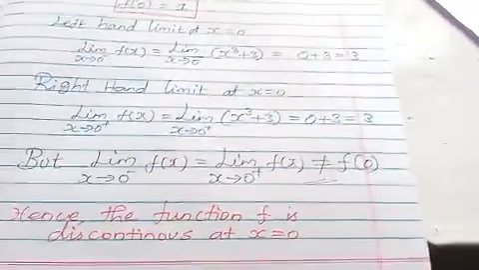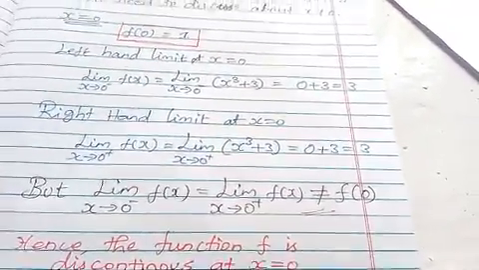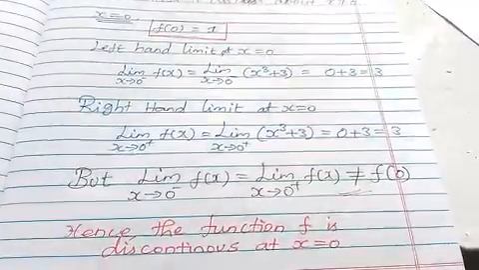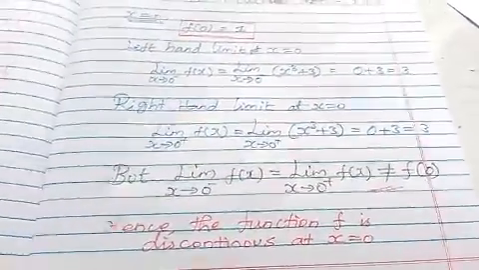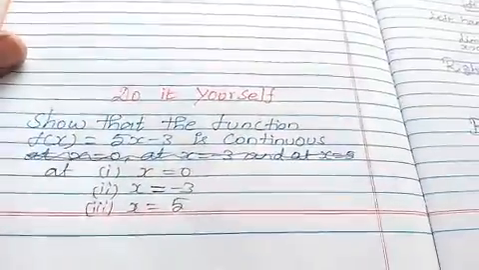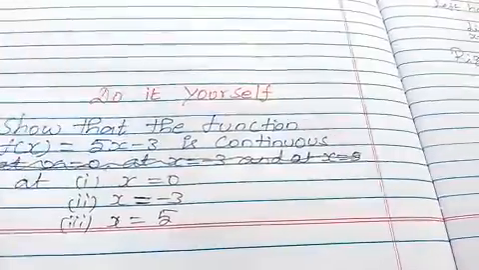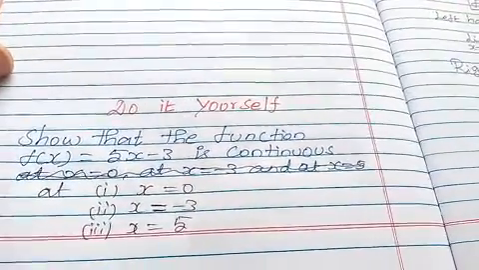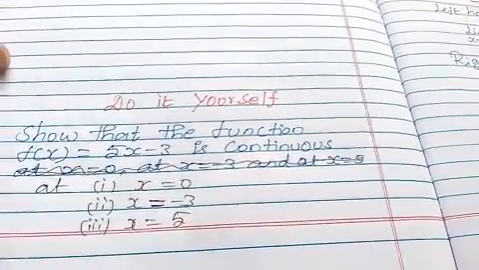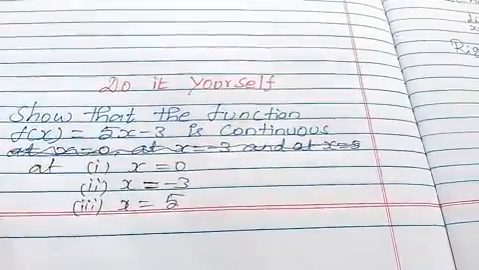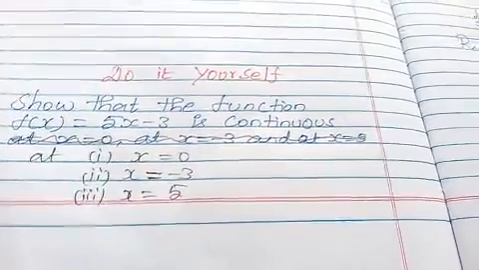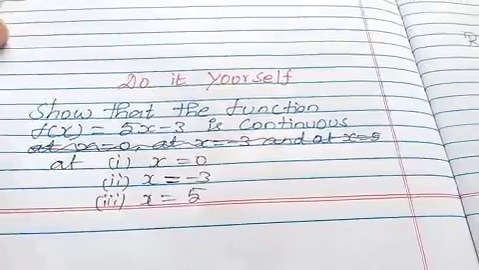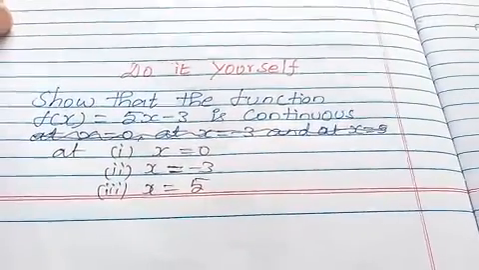Hope you understood very well how to find discontinuous of the given function. Let me give a sum for you. You try yourself. So, try this sum and do it yourself. Show that the function f of x equal to 5x minus 3 is continuous. First question, x is equal to 0. Second question, x is equal to minus 3. Third question, x is equal to 5.